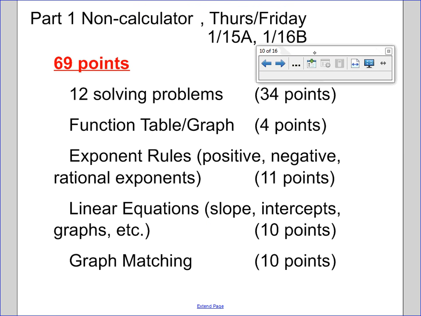Awesome. 4 points from function table graph. 11 points from exponent rules that we just did. Linear equations, slope-intercept graphs like we just did. Graph matching like we just did. And so your basic breakdown for your non-calculator portion on Thursday is as such.